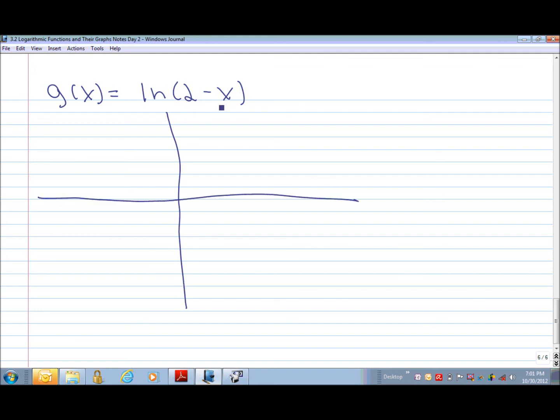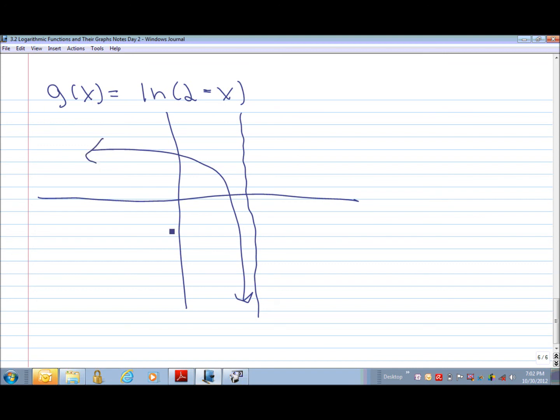And because this is 2 minus x, 2 would make it 0, so we're going to move over to the right 2. That would be my asymptote. We know the negative here is going to be a horizontal reflection of the x, so we're going to reflect over our axis once we move. And so our graph is going to end up looking sort of like this. We'll talk about this a little bit more tomorrow.